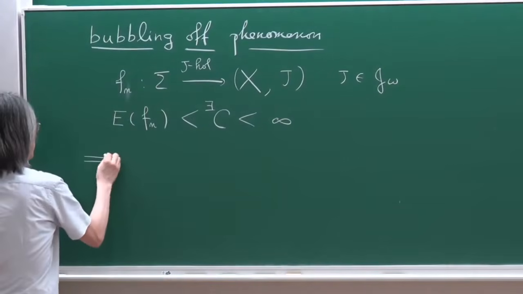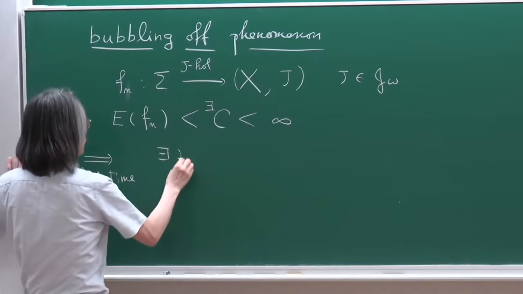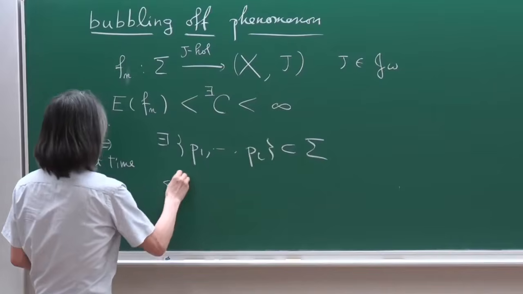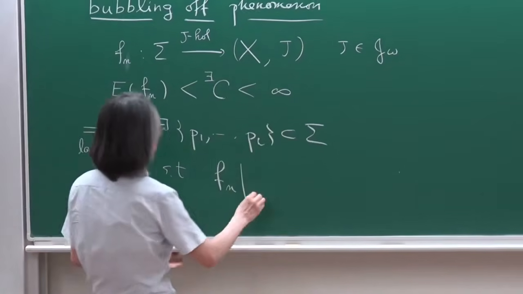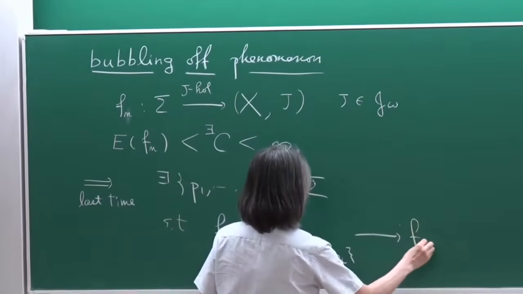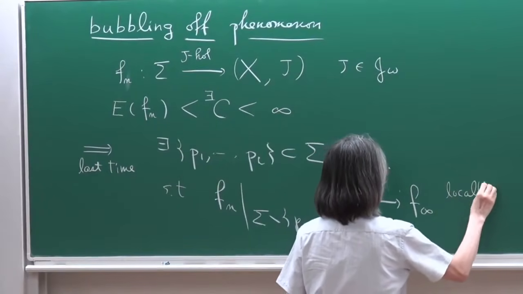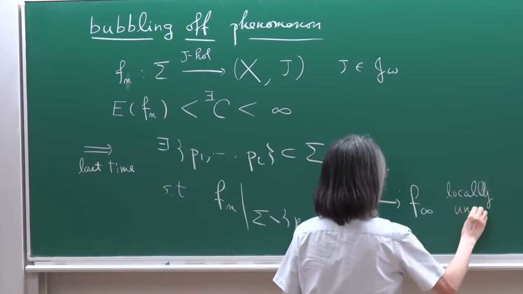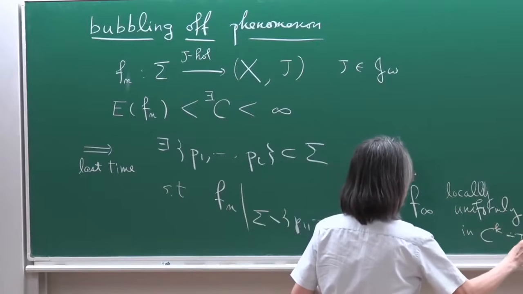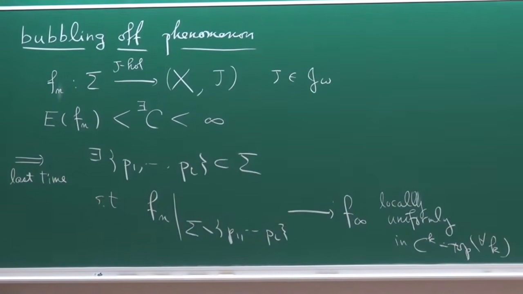And then last time, what I said is there exist finitely many points, P1 to PL or something, inside of sigma, such that this F_n on this complement converges to something locally uniformly in C^K topology for any K. Okay? So this somehow I discussed last time.